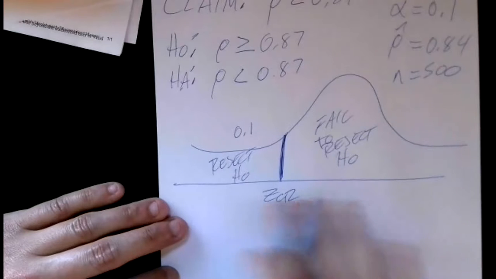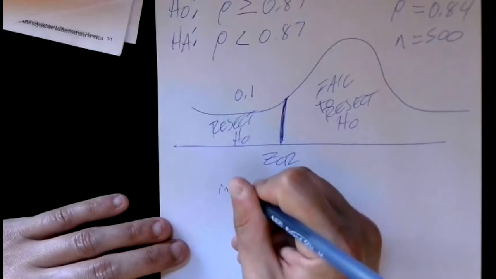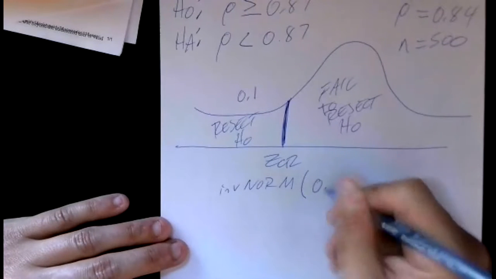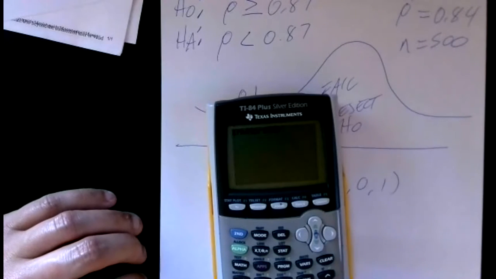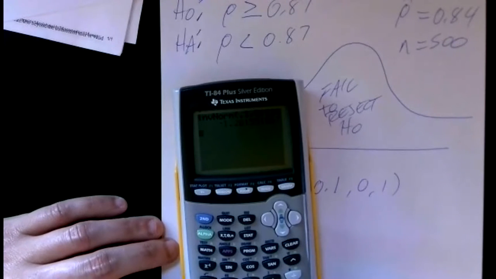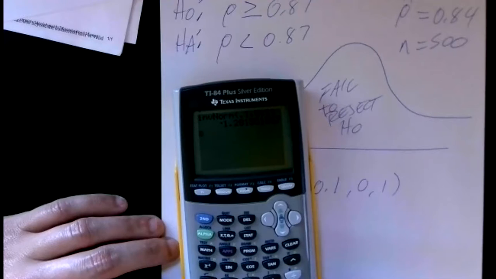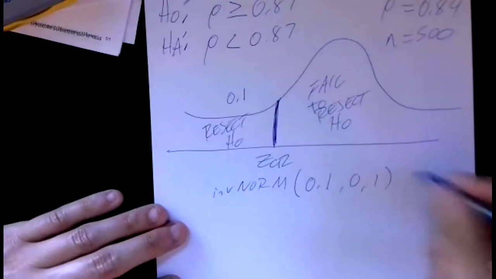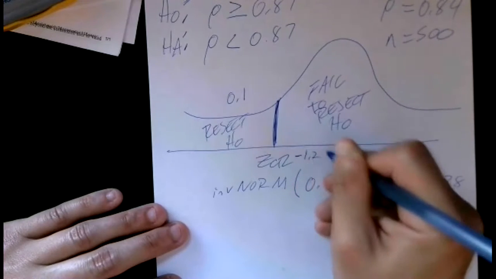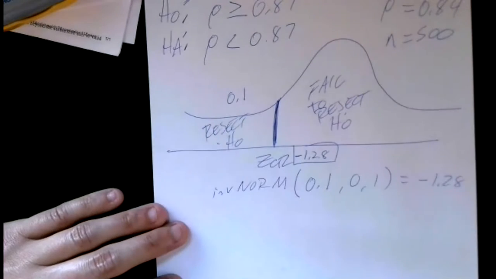Okay, so the alpha value is 0.1. We need to know the Z critical value here. We can use the inv norm function. The area is 0.1, comma 0, comma 1. Negative 1.28. So negative 1.28 is our cutoff between reject and fail to reject.